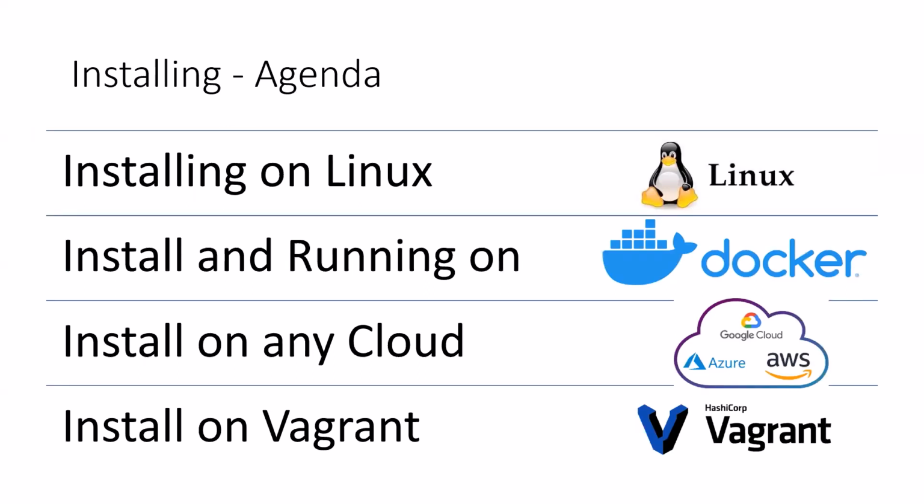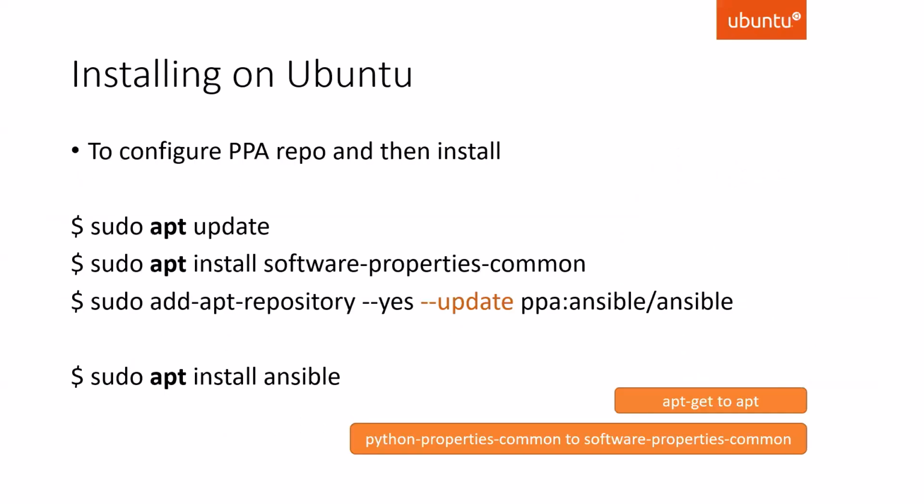You have to follow the installation guide. For installation, we can proceed in multiple ways. We can work on a Linux machine, we can run on Docker, we can run on any cloud, GCP, AWS, Azure, and we can also run on Vagrant boxes. So these are the different options which we will see in our series of installation of Ansible. Let's see now the installation on Ubuntu.